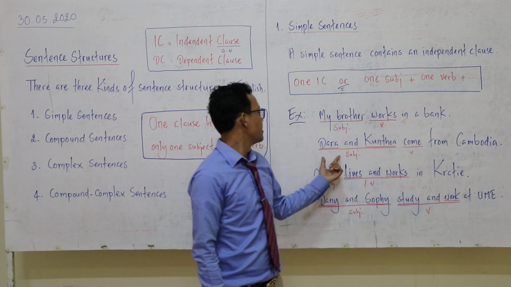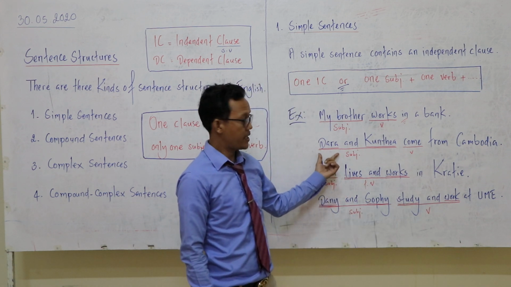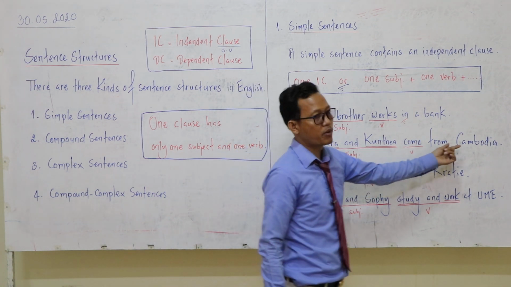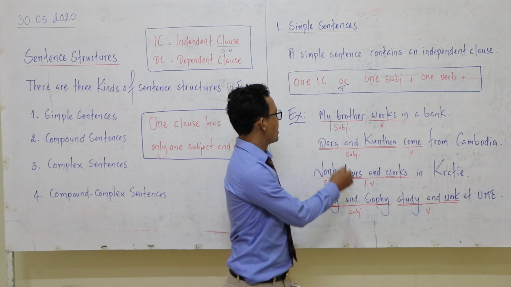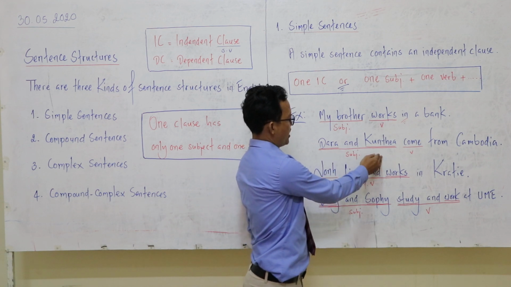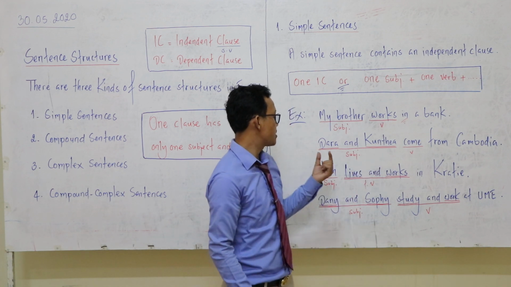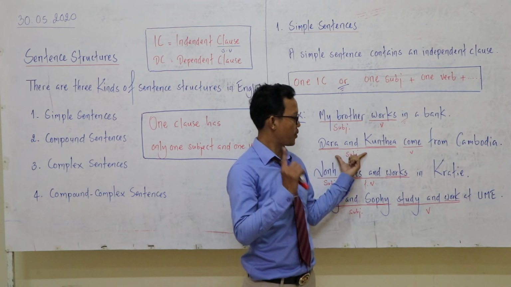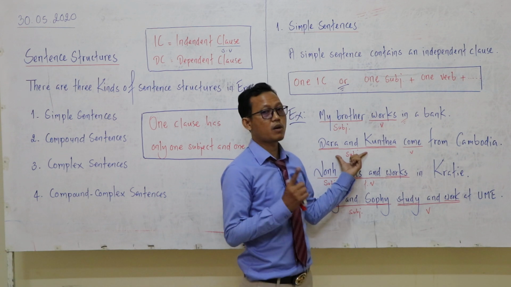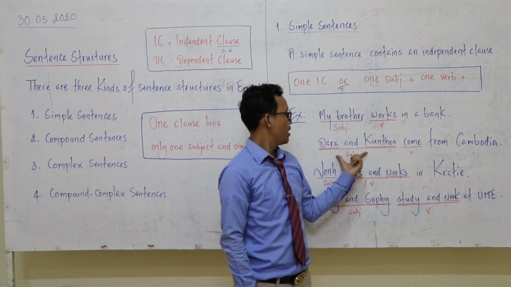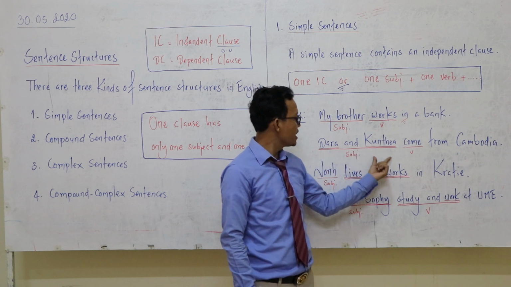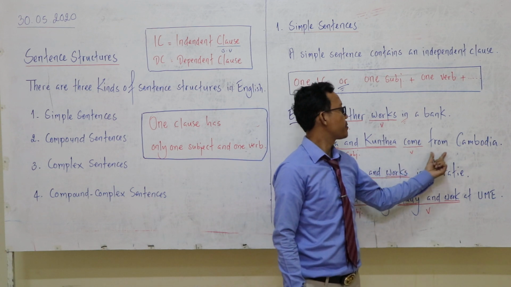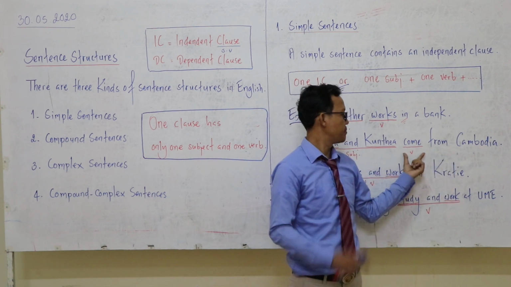Look at here. Dara and Kuntia come from Cambodia. I think some students say 2 subjects, but I don't think so. Just only one subject, but we call it a compound subject. So Dara and Kuntia, only one subject. Come from Cambodia. Come, one verb.